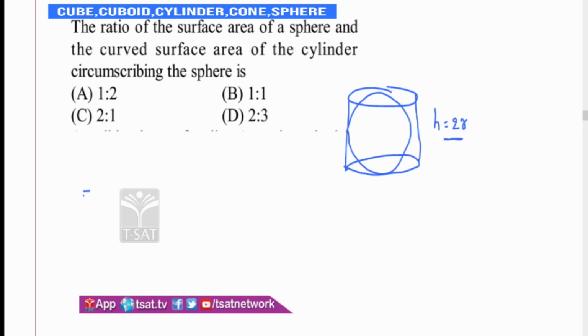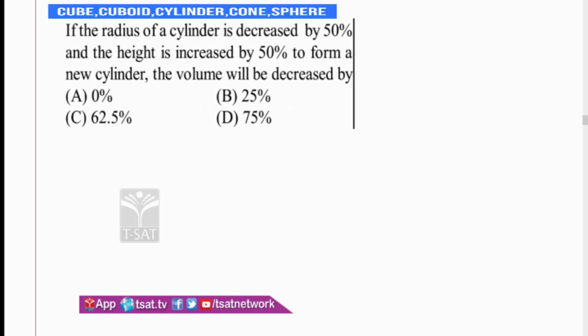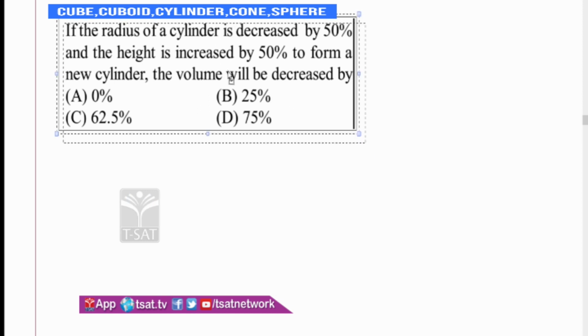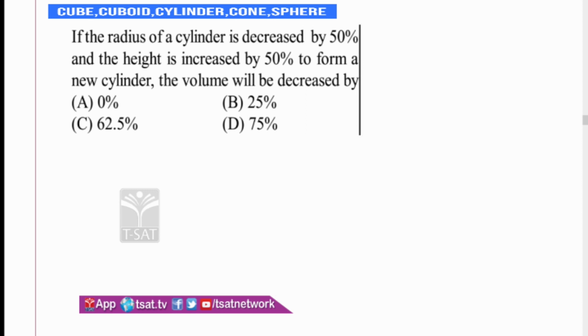The ratio of surface area of sphere, 4 pi r square, is to curved surface area of cylinder, 2 pi r h. H is nothing but 2r here. Here 4 pi r square. This one is also 4 pi r square. Both of them are the same, therefore the ratio is 1:1. Look at the next one.